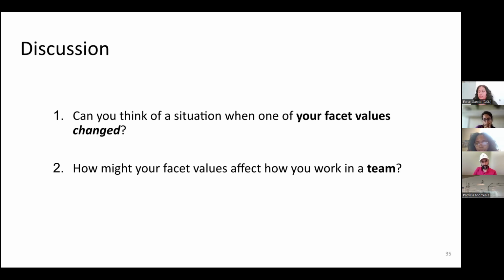So we'll move on to the next question, and hopefully we have time, which is, how might your facet values affect how you work in a team? Anyone have thoughts on that? Well, if I feel I have low access to one of these things, that would definitely affect what I might volunteer to do within the team.